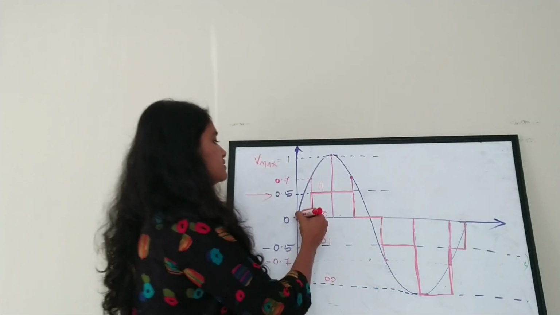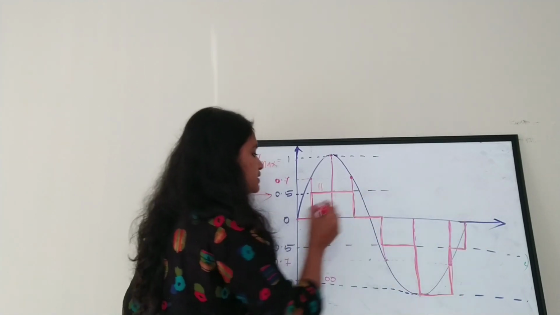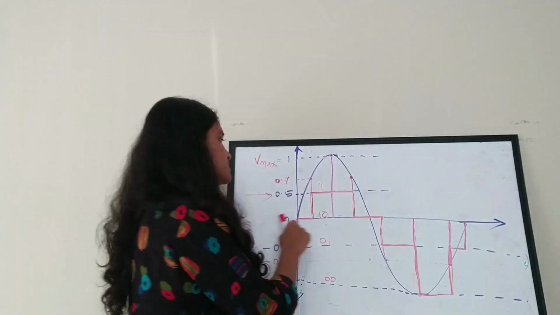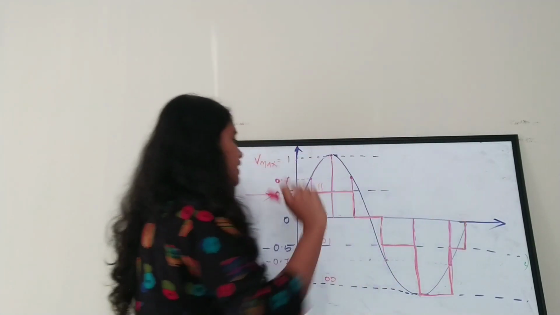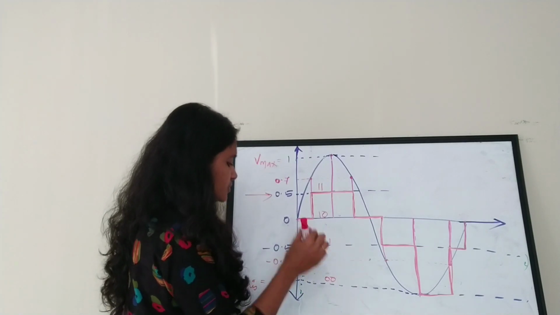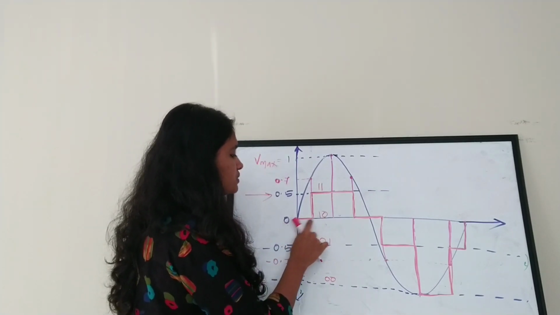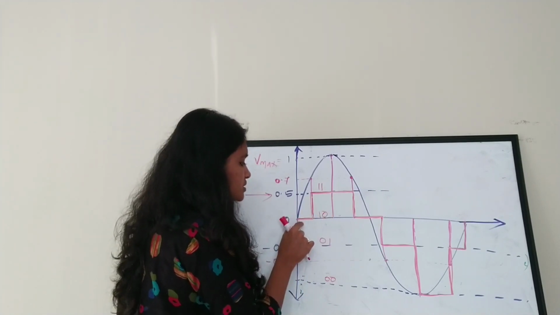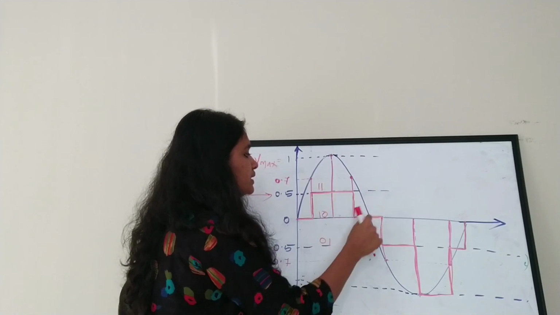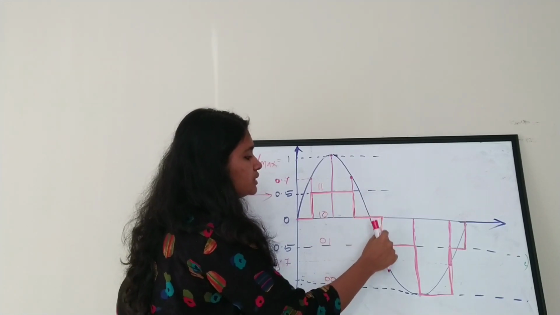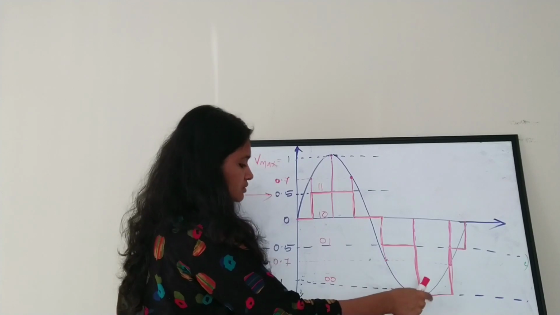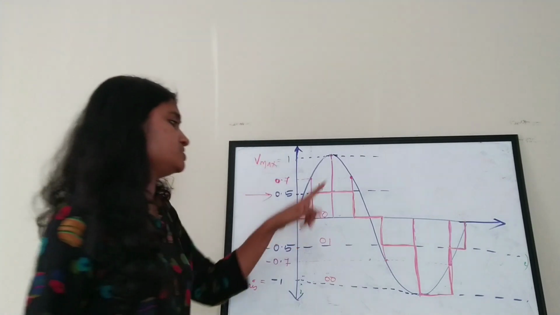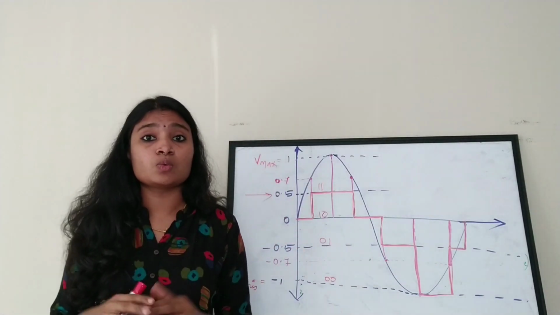Here this blue colored signal is my original signal and this red colored signal is my sampled and quantized signal. That is, this is my digital representation. Here the value is 0, so the digital representation for the 0 level is 10, then 11, 11, again 10, then 01, 00, 01 and finally 10. Okay, so this is how quantization is done.